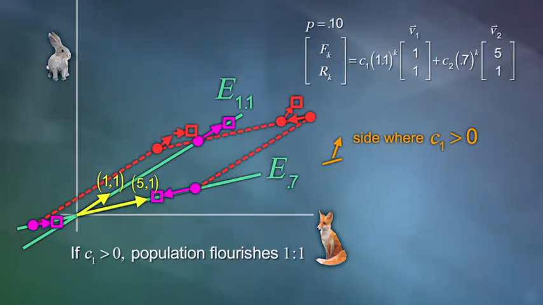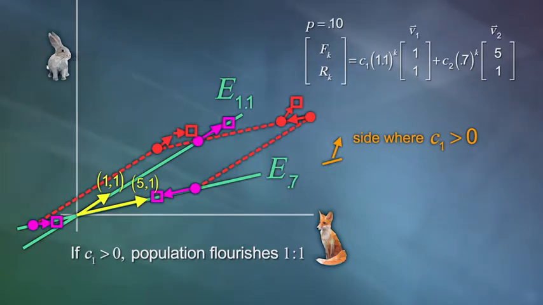To summarize, if C1 is bigger than 0, which corresponds to a fewer than 5 to 1 ratio of foxes to rabbits, then the populations flourish in a 1 to 1 ratio of foxes to rabbits, and they grow by about 10% in each time step.